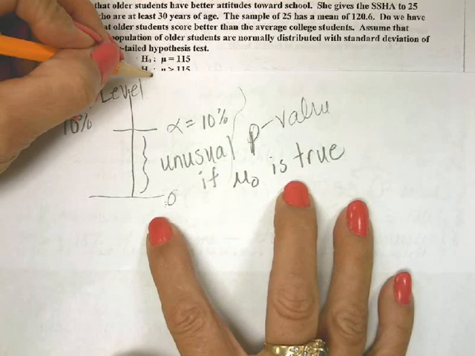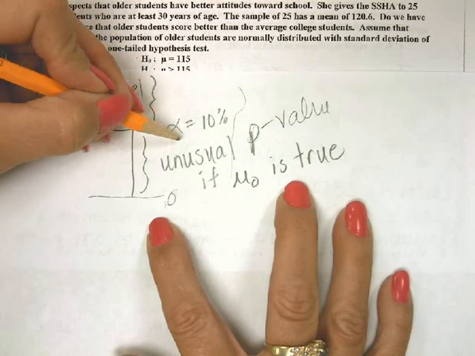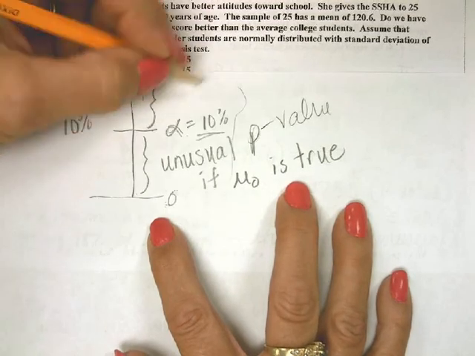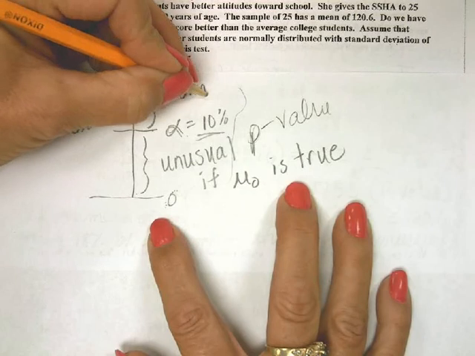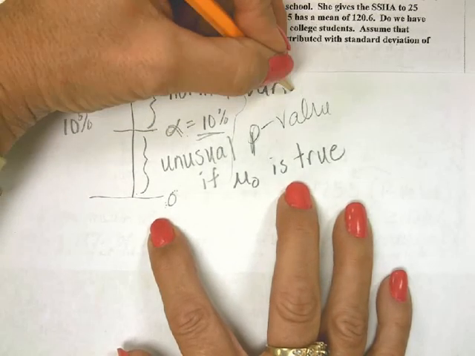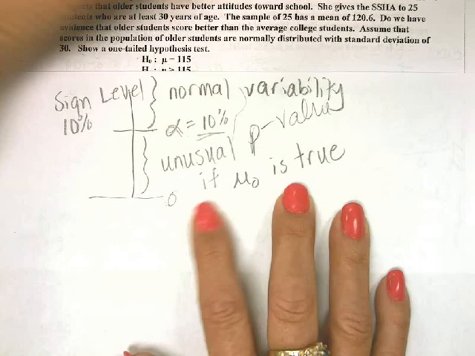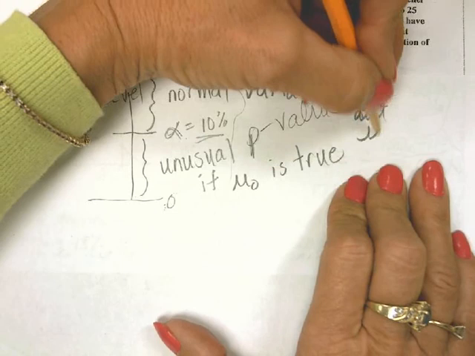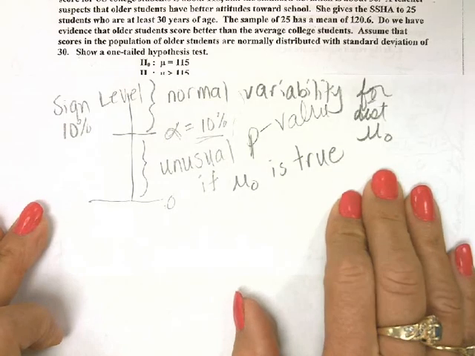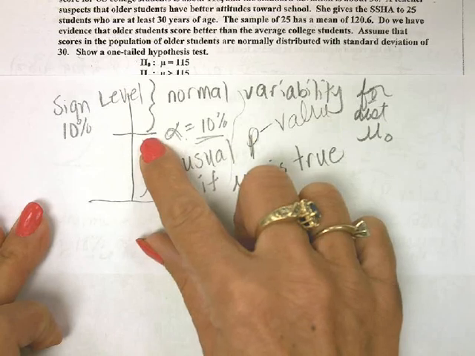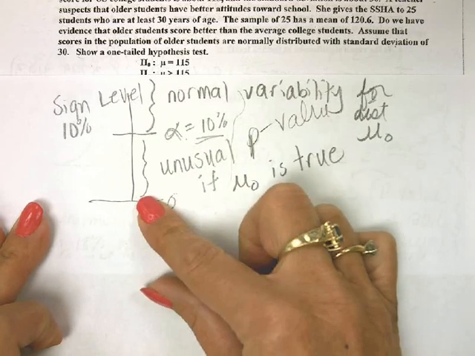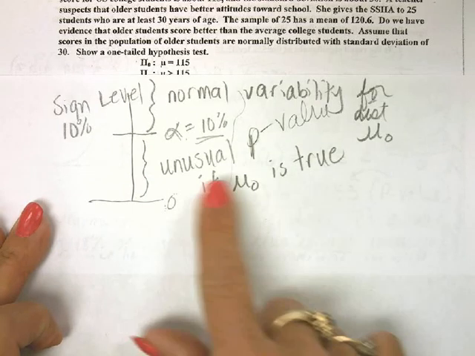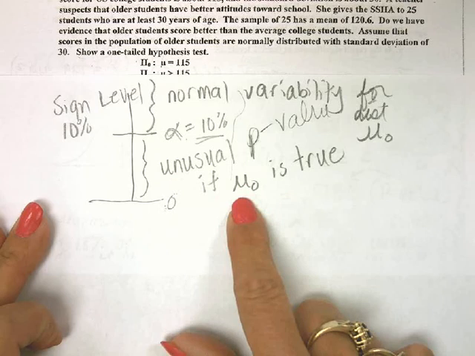On the other hand, if you get something compared to your significance level that is greater than or equal to the stated significance level, then this would just be considered normal variability for distributions with a mean as assumed to be true. So if you get a p-value less than your significance level, that would be considered evidence against your null, or unusual for the null if the null were true.